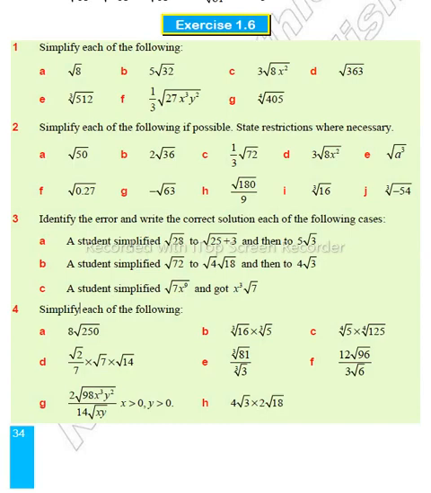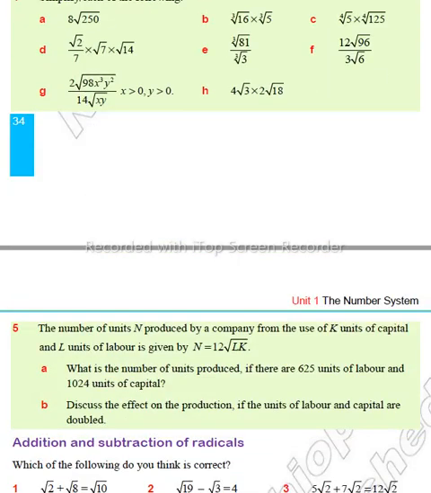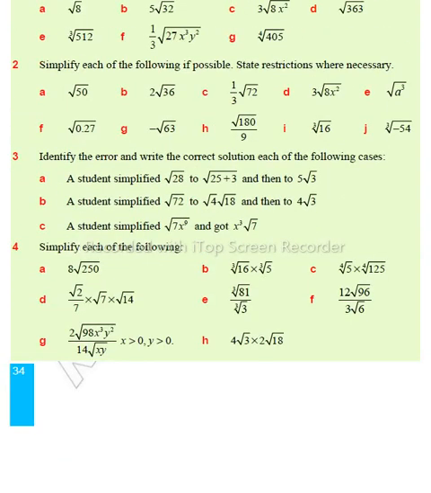So finally we do question number 4. Question number 4 is also simplification.